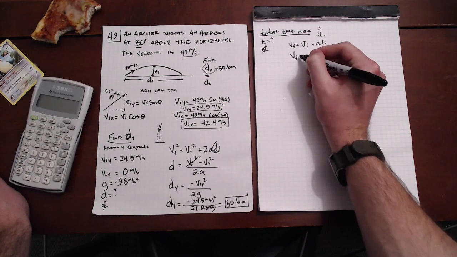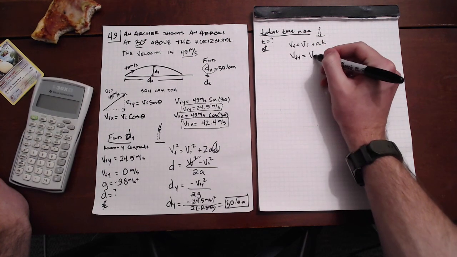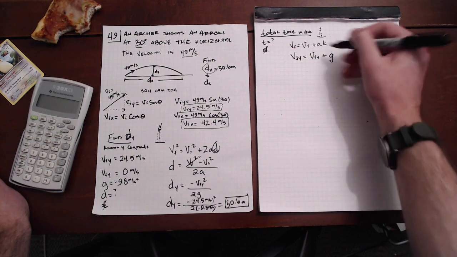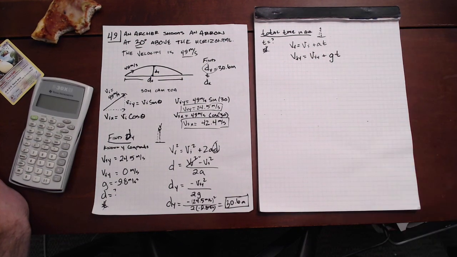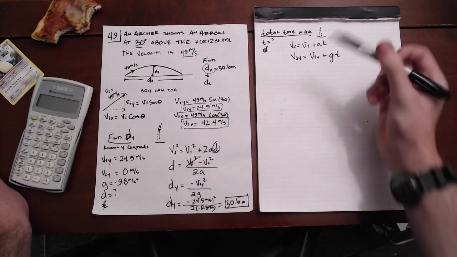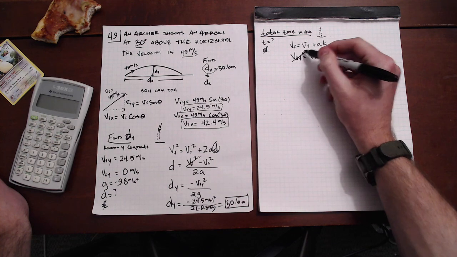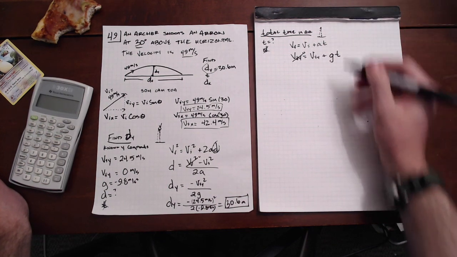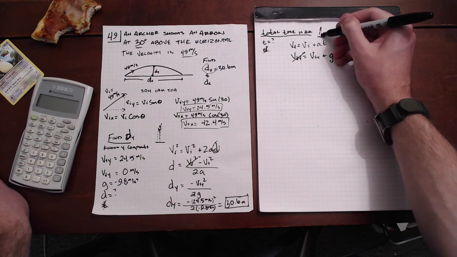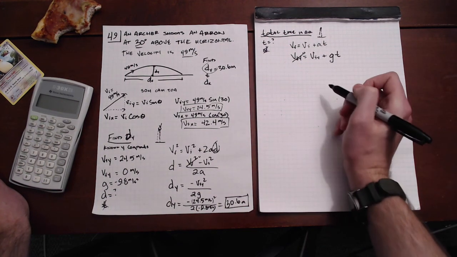So we have v final in the y direction is v initial in the y direction plus g, because acceleration is gravity, times time. Now right away we remember that our final velocity goes to 0 because we're looking at the point right up there, right? When it goes up, up, up, up, up, and then it pauses for an instant and then comes back down. So now let's solve this.